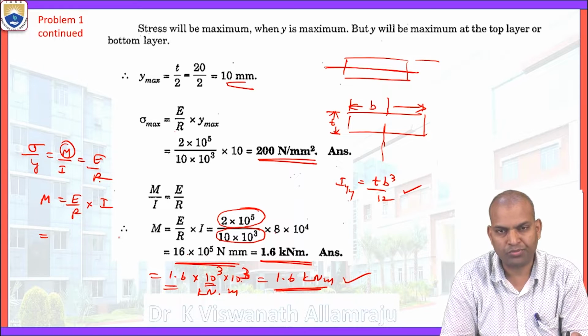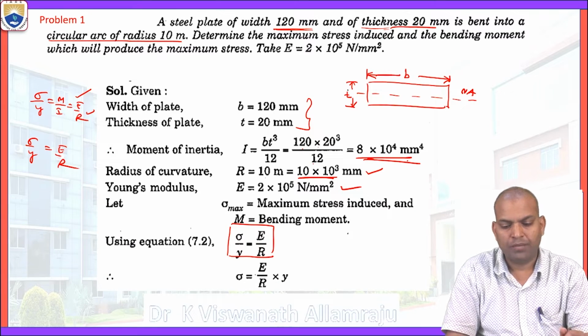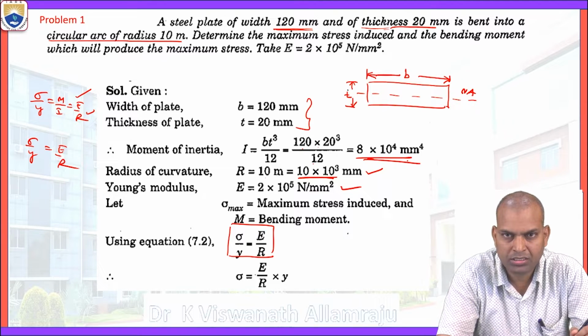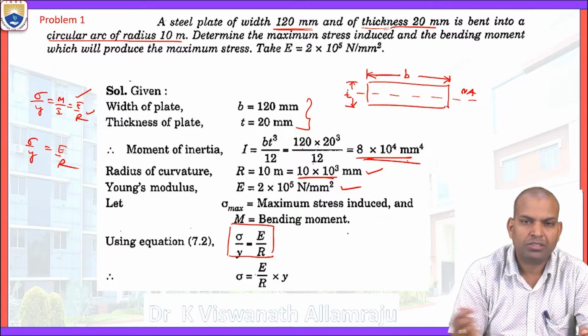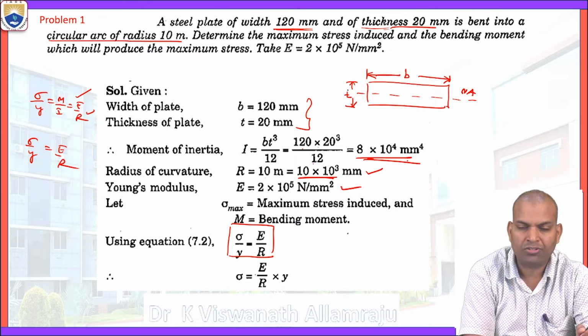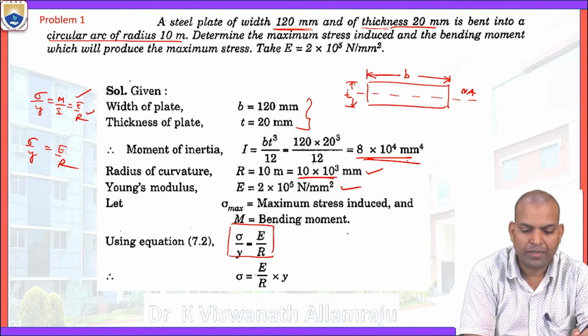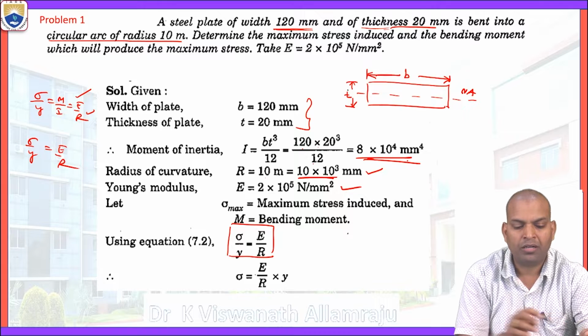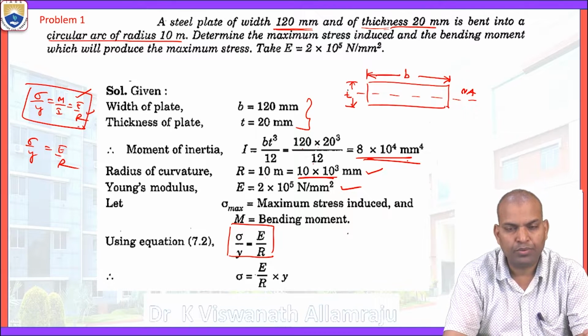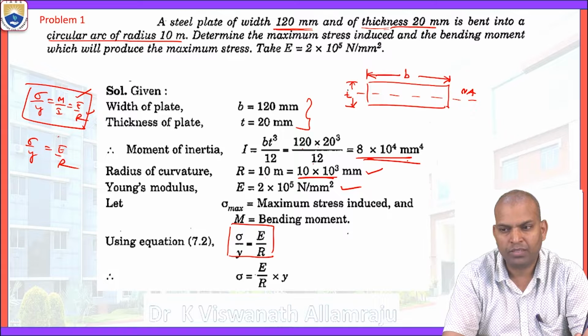In this, objective 1 is maximum bending stress and objective 2 is bending moment, and the input parameters are width of the plate, thickness of the plate, and two more parameters are modulus of elasticity and radius of curvature. These are the four parameters. We used here the simple bending equation, that is sigma by y equal to M by I equal to E by R. This equation is known as pure bending equation or simple bending equation.